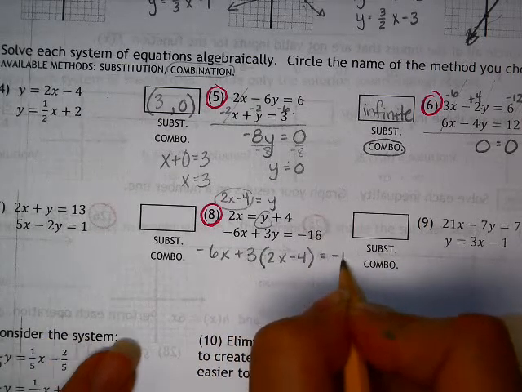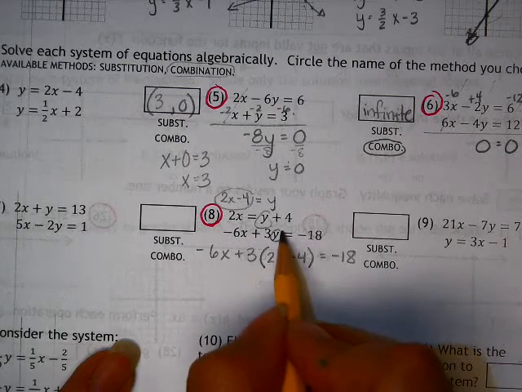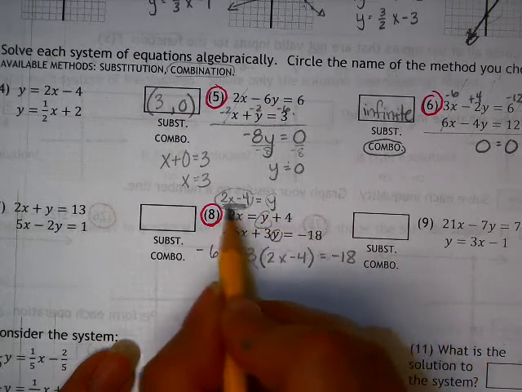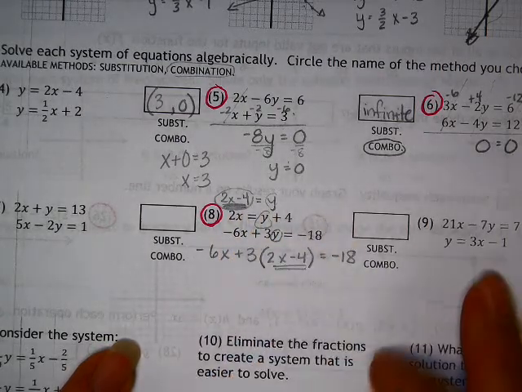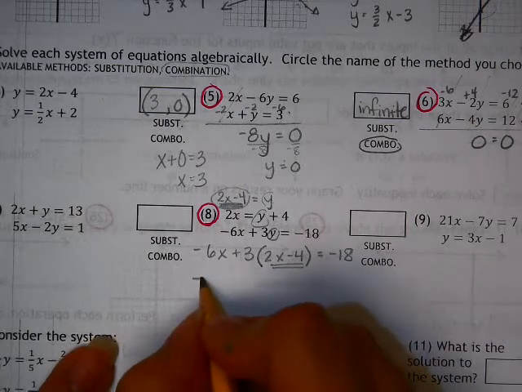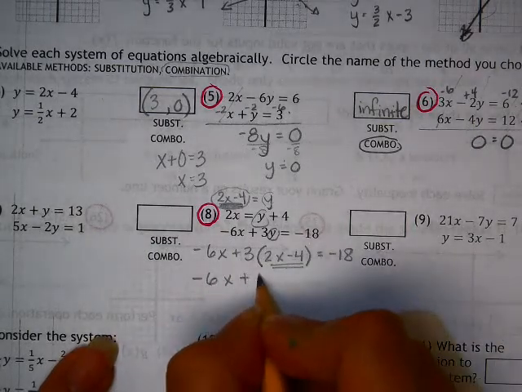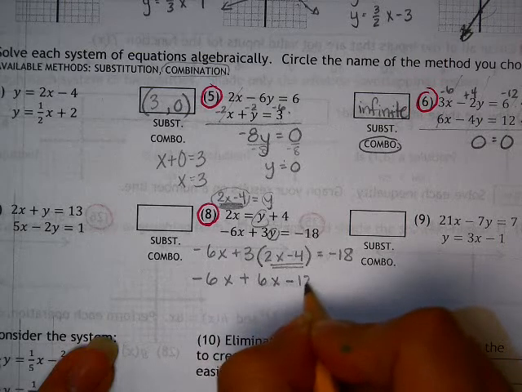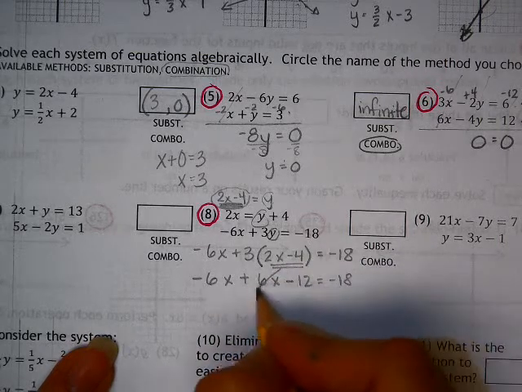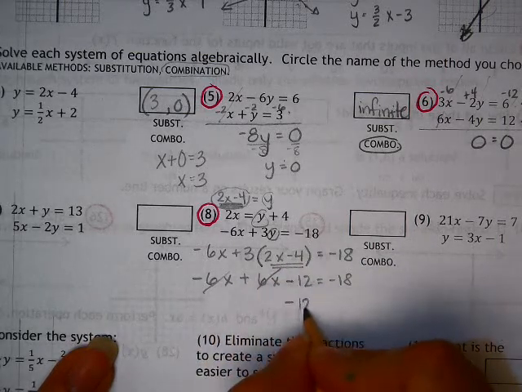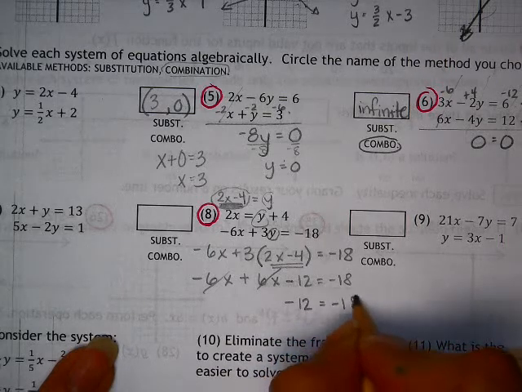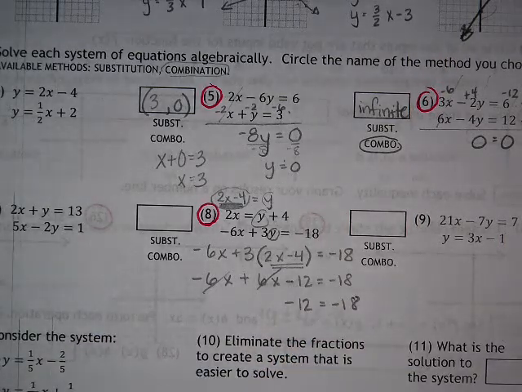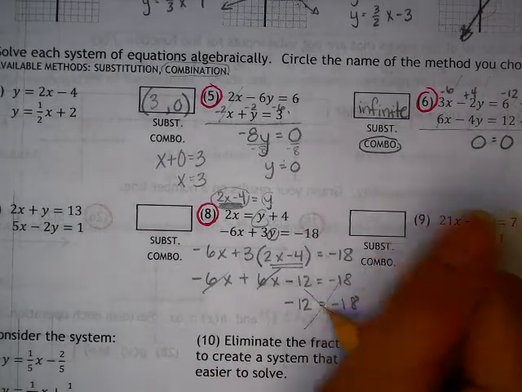So I'll say that again. Instead of writing this y, I said, well, y is all this mess. So I put all that mess into that spot right there. So now we just need to simplify. Now, those guys cancel. You end up getting -12 is equal to -18. And that is not true. It's not equal. And so this doesn't work.